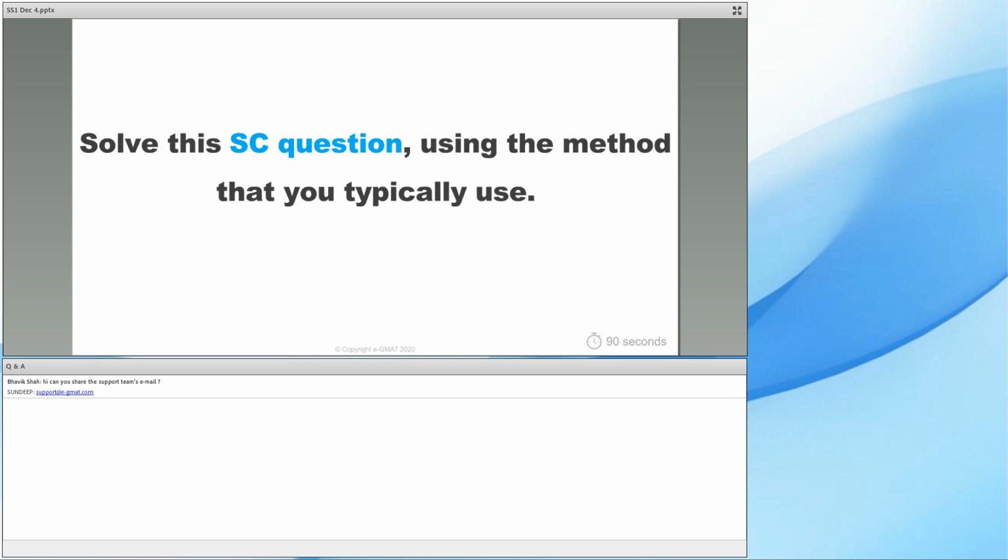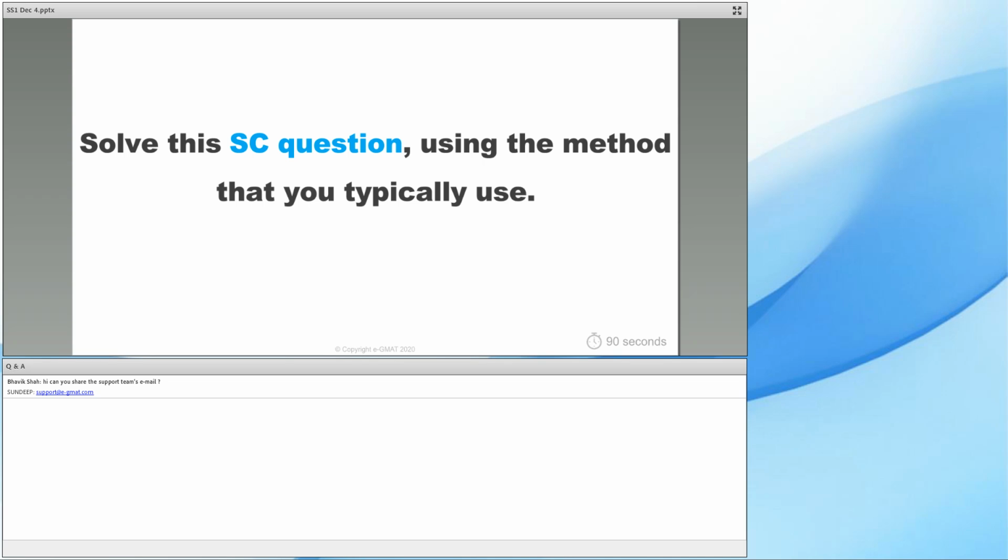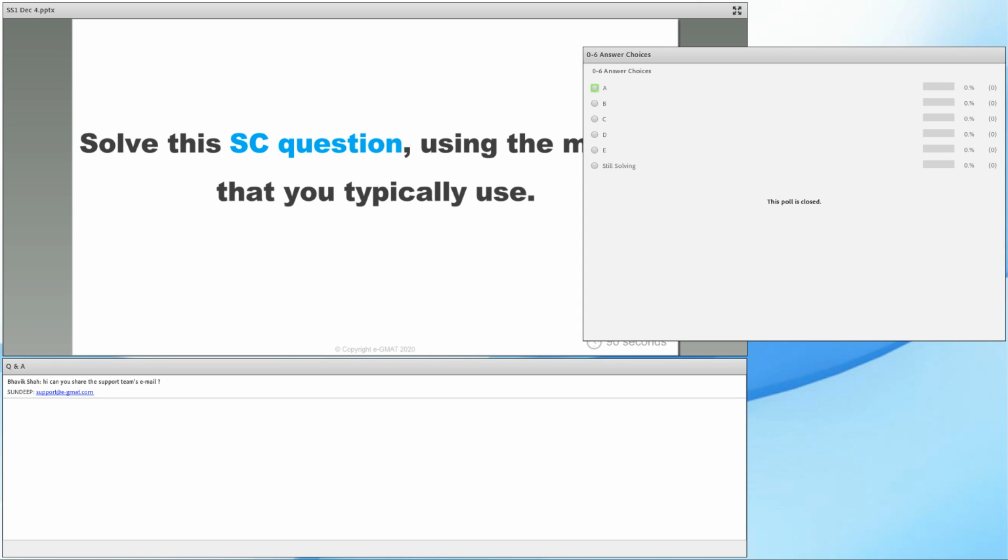Okay. So we're going to solve an SC question, and I want you to solve this SC question using the method that you typically use. So the way I go about doing this is, let's go back. I don't want to time you guys. So I want you to choose this answer choice that says still solving. And that way, when you choose an answer choice other than still solving, I will call time. So I won't time you as a group, but you yourself will time you guys as a group.